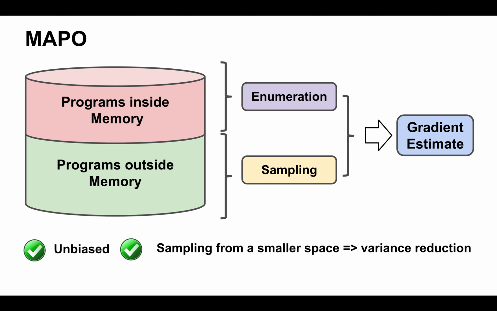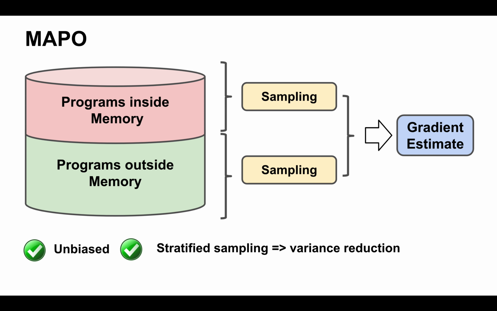In MAPO, we divide the space into two, programs inside and outside memory. If the number of programs inside the memory is small, we can enumerate them and only sample from the outside, which is a smaller space, so the variance is reduced. Even when we sample from both, it can be viewed as a stratified sampling, so the variance reduction usually still holds.